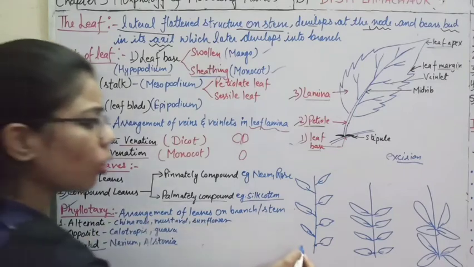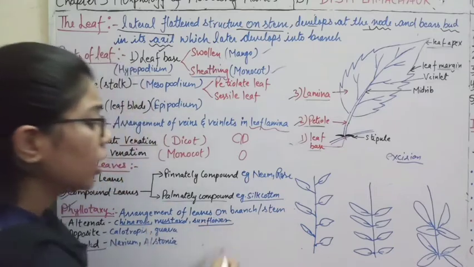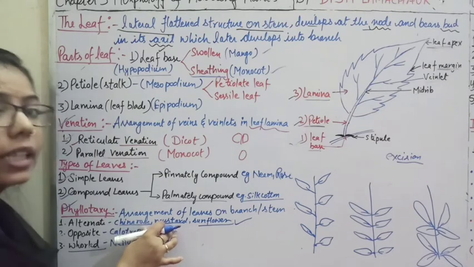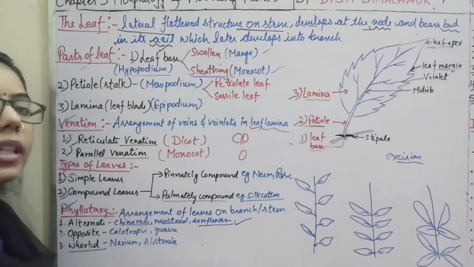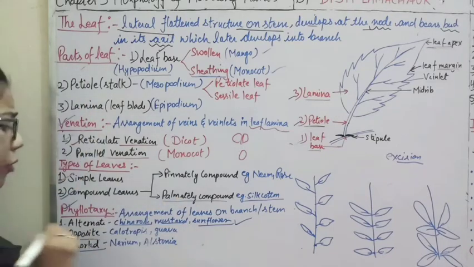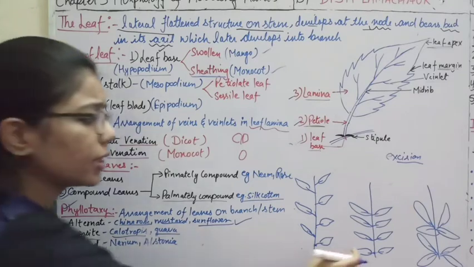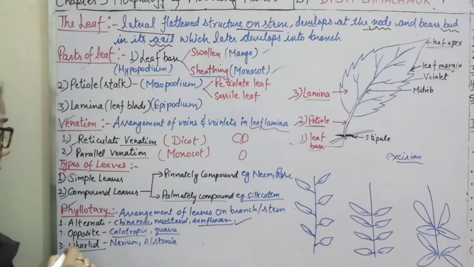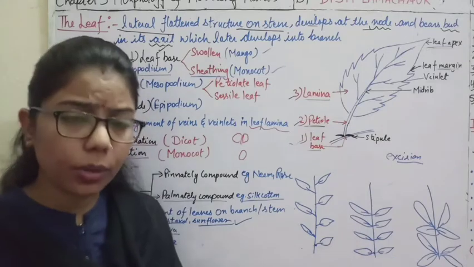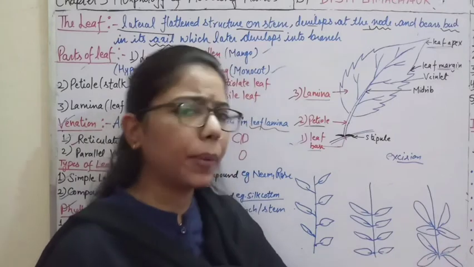For alternate, you can see it in the case of China rose, mustard and sunflower. Now this one is important for the MCQ because it is mentioned in your NCERT that these are the examples, and all these examples are important from the examination point of view. And what are the examples of opposite? Calotropis and guava. In both the plants you can see this type of phyllotaxy. And whorled you can see in the case of Nerium or Alstonia. Nerium is what? Kaner, oleander. In that plant you can see this type of arrangement of leaves.